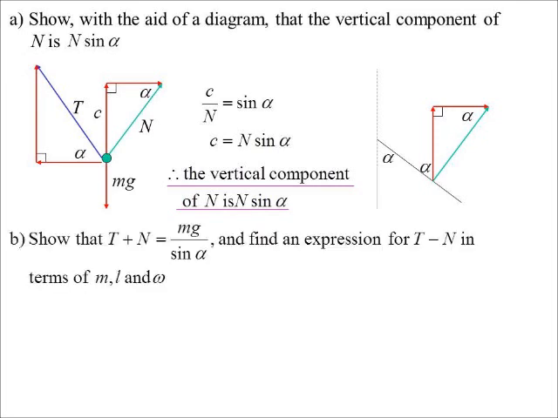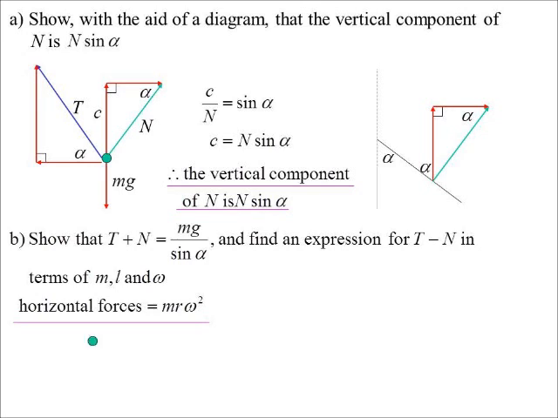Okay. Part B of the question then was, well, all right, if you add these two forces together, the tension and the normal force, show it's going to be mg on sine alpha, and then find an expression for the tension minus the normal force. And they want that in terms of the mass, the length of the string, and the angular velocity. Okay, horizontally, it's still circular motion. It doesn't matter that it's sitting on a cone. Still circular motion. So I know horizontally all the forces will be m r omega squared.